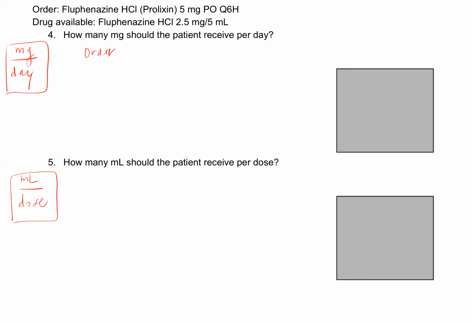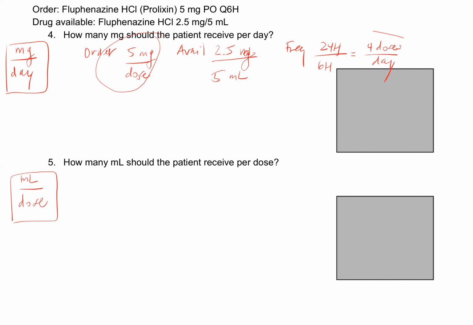The order, 5 milligrams per dose. Availability, 2.5 milligrams per 5 ml. Frequency is every 6 hours, so 24 hours divided by 6 hours is 4 doses per day. So for number 4, we're just going to focus on the order and the frequency because we want to stick to the milligrams per day.